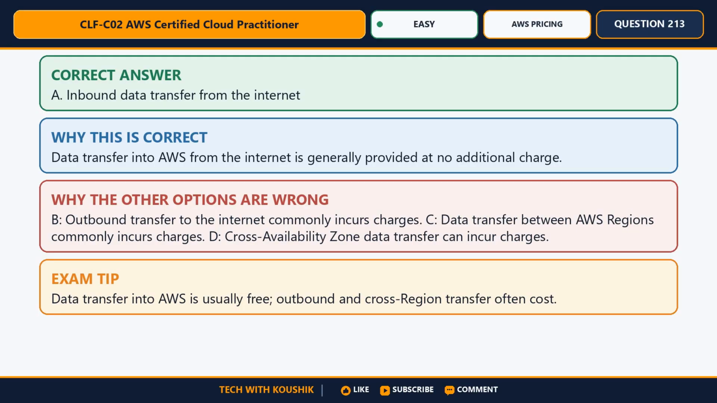The correct answer is A. Inbound data transfer from the Internet. Here is why. Data transfer into AWS from the Internet is generally provided at no additional charge. Why are the other options not correct?